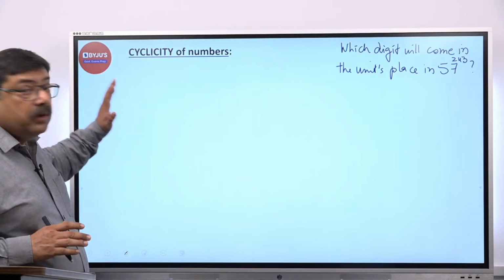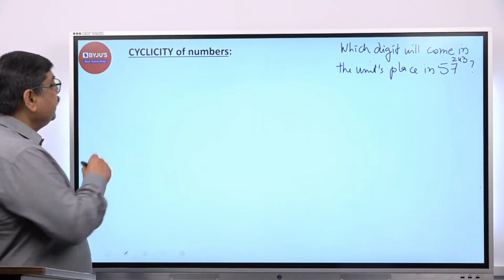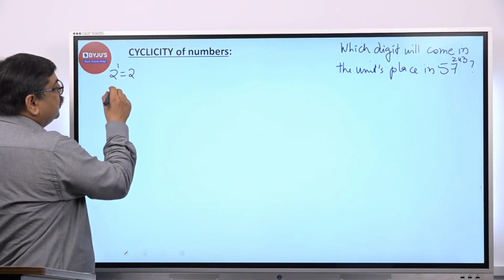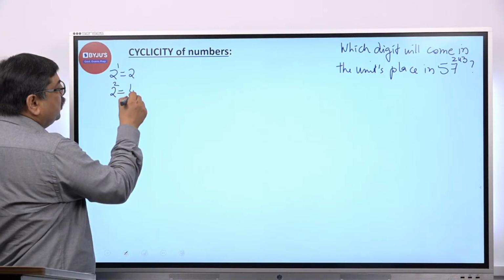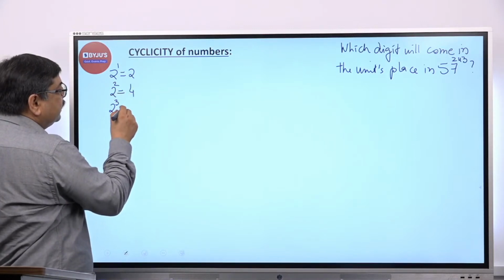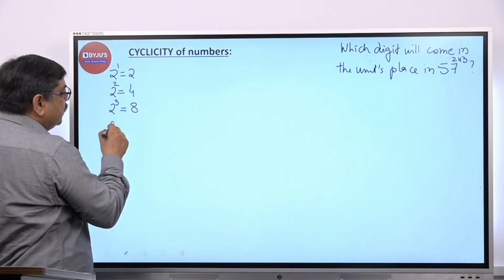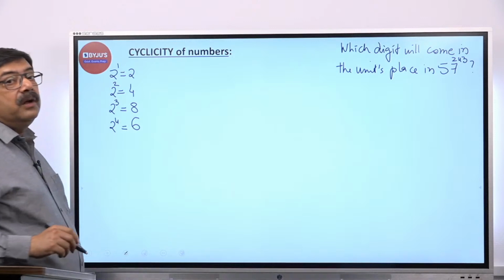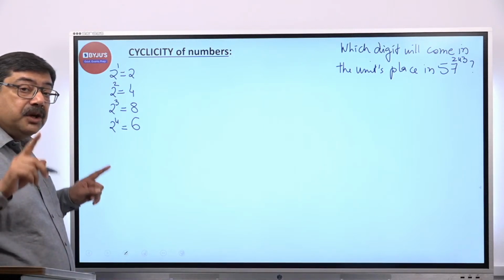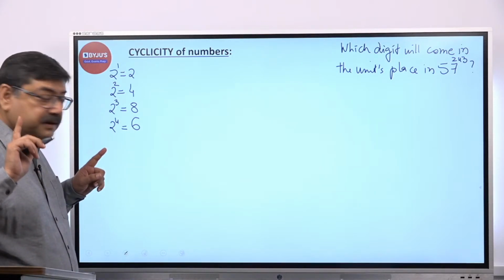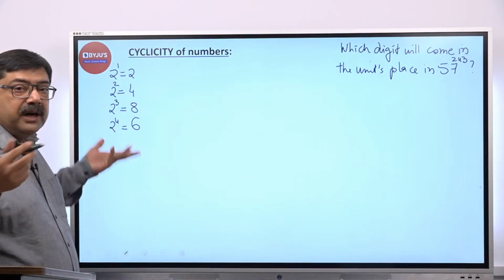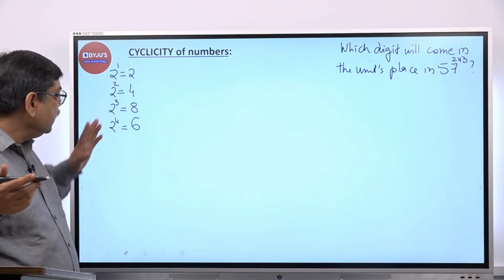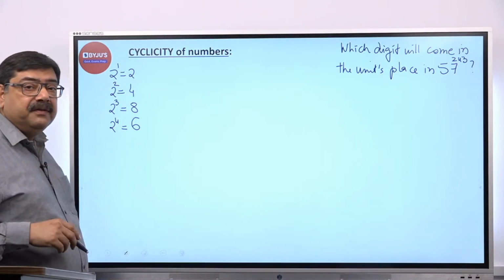Now look at these numbers which I am giving you here. So I am starting with 2. You know that 2 power 1 is 2. 2 power 2 is 4. 2 power 3 is 8. 2 power 4 is 16. I am just writing down the units digit. 16. So which digit appears in the units place? 6.